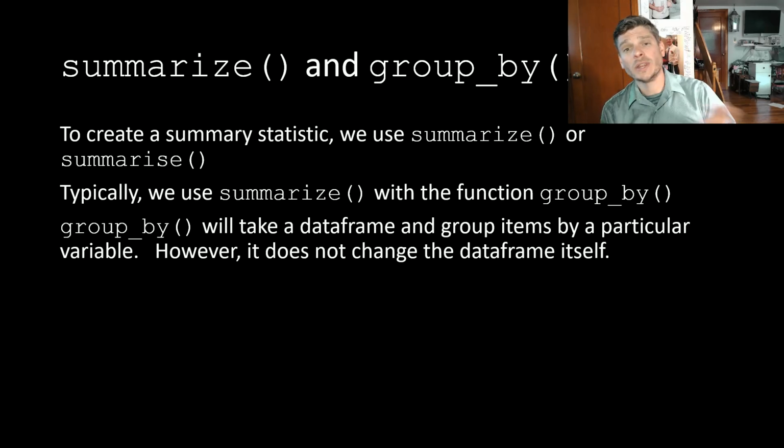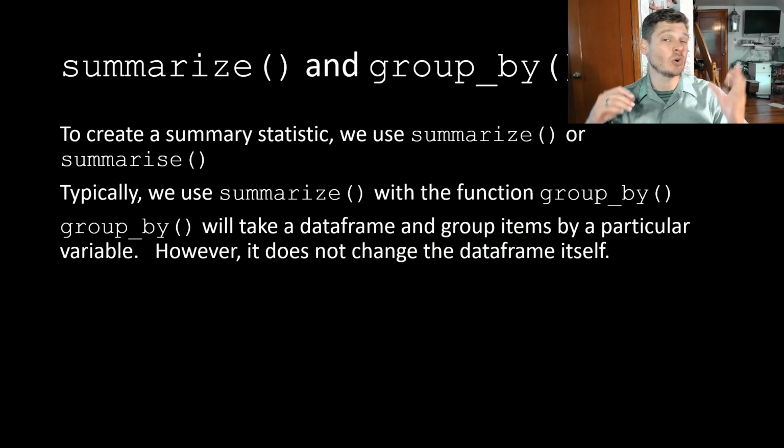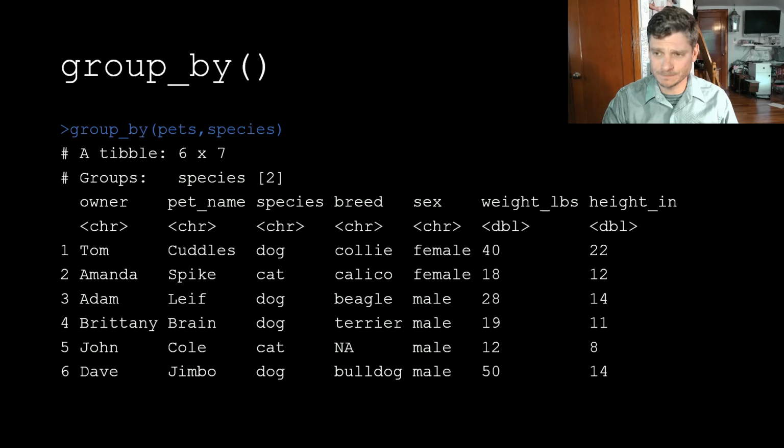Now, one of the nice things is we typically are going to use the summarize feature along with the group by function. So group by is its own separate function where we can take a data frame and actually group items by a particular variable. However, it's not changing the data frame itself. Group by is basically just going to go through and ask, how many different groups do we have based on whatever your criteria is? So again, I think an example should help bring it home a little bit better.